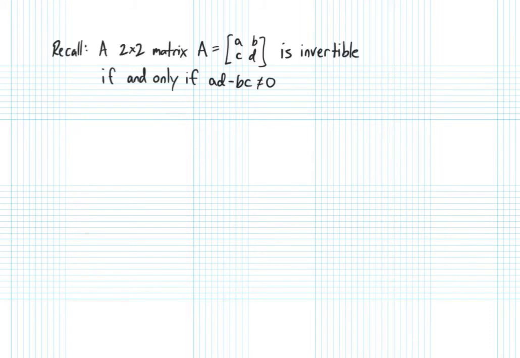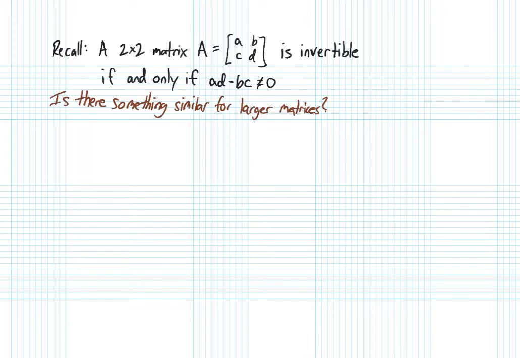Hey everybody. So today we're going to switch gears and go back to some concrete stuff that involves matrices. Remember that when we learned about invertible matrices, we saw that a 2 by 2 matrix with entries A, B, C, D is invertible if and only if AD minus BC is not equal to 0. You may have wondered at the time, is there something similar for larger matrices? And the answer is yes.